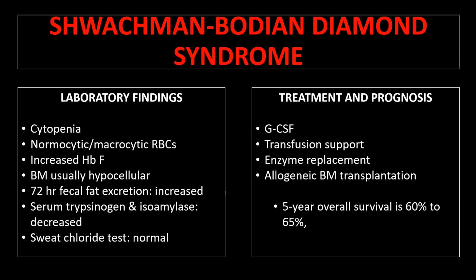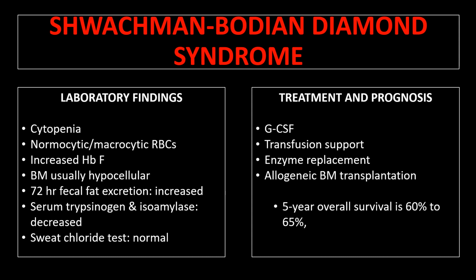Then, the 72-hour fecal fat excretion is also increased because of the pancreatic insufficiency. And the serum trypsinogen and isoamylase will also be decreased since you have pancreatic insufficiency. Also, an adjunct laboratory test would be the sweat chloride test, which is normal.